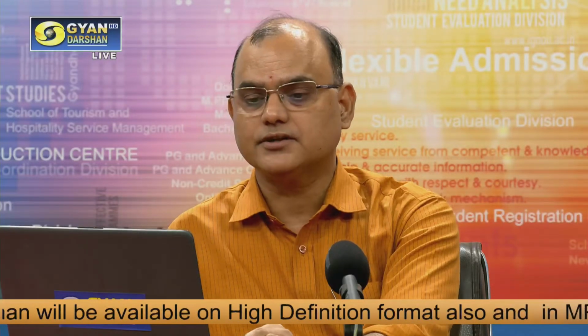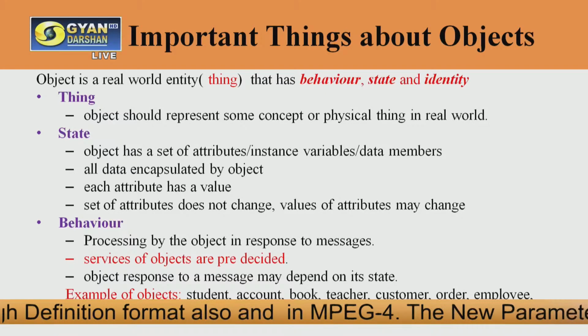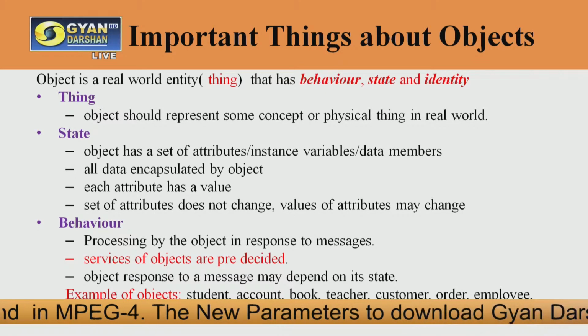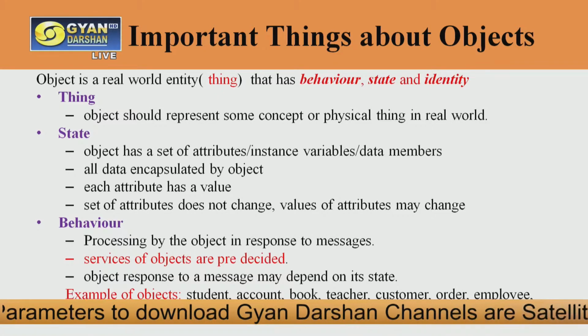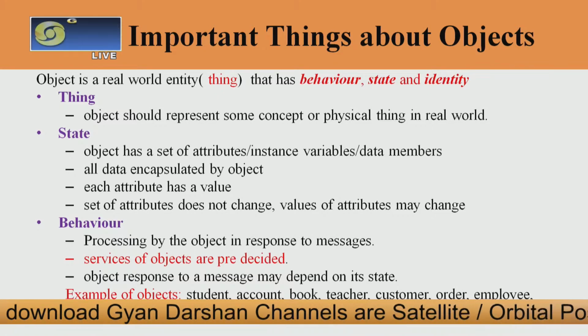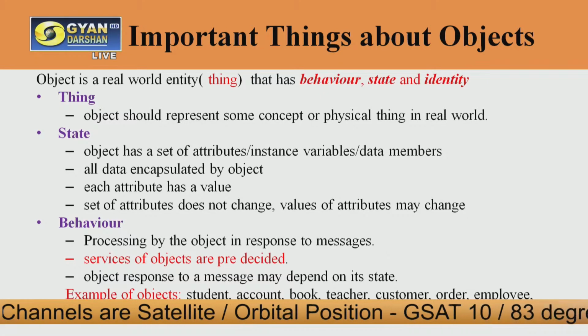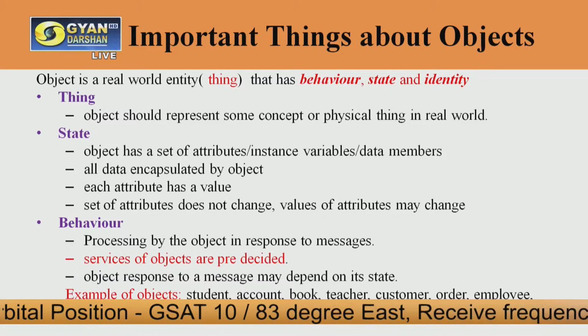So let us see what actually an object means. An object is nothing but something existing in the real world. It is a real world entity that has certain behavior and state, and it has certain attributes associated with it. We can say it is something which is participating in the system. It has states and it has behavior.